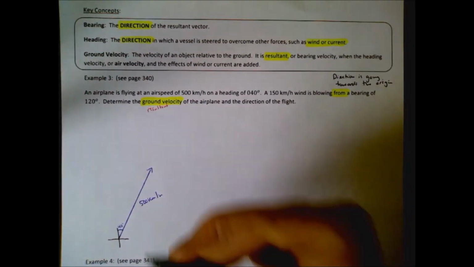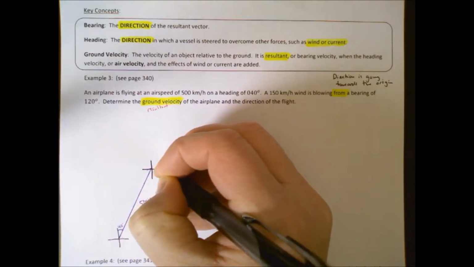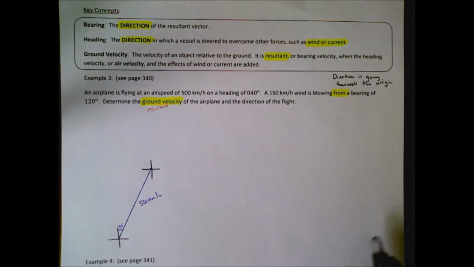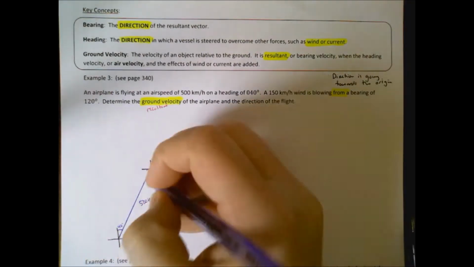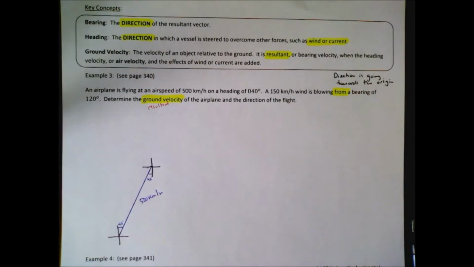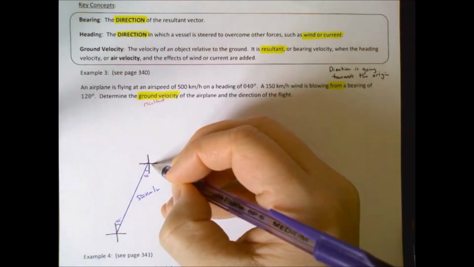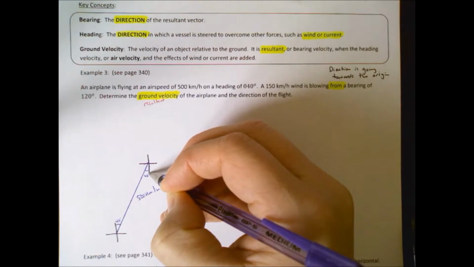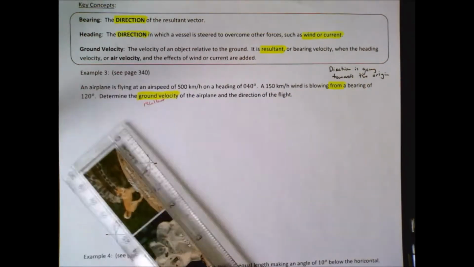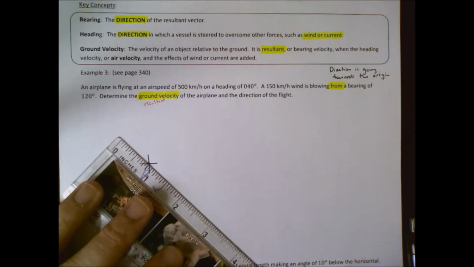And I'm going to draw another true bearings. And again, since this is 40 degrees off this vertical, that's got to be 40 degrees there. That's going to be useful. And here we go. So this is what I like to highlight. 150 kilometers per hour from a bearing of 120 degrees. 120 degrees is between 90 and 180, so I'm going to draw that in. It's about 30 past 90, so it's a bit like this.